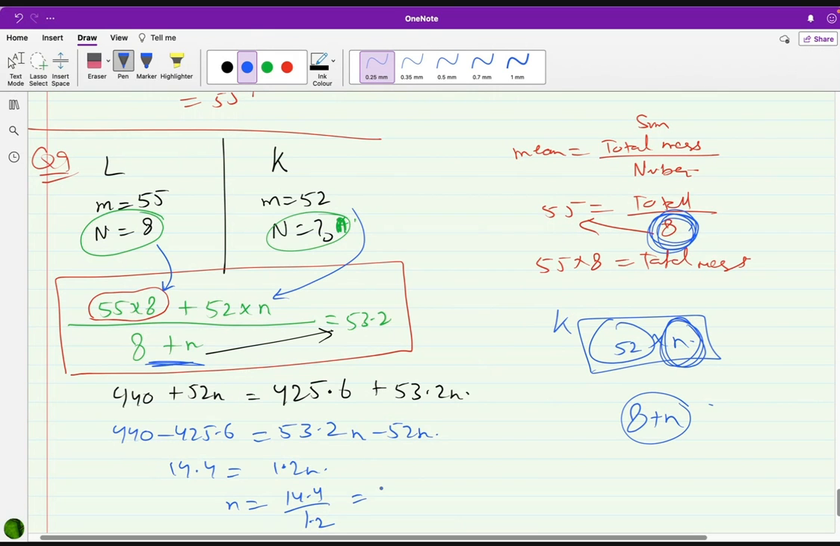That is 12. So there were 12 kangaroos. In your free time, do redo this question. Yes, sir. Okay, and question 8 as well. So you get the formula on green.